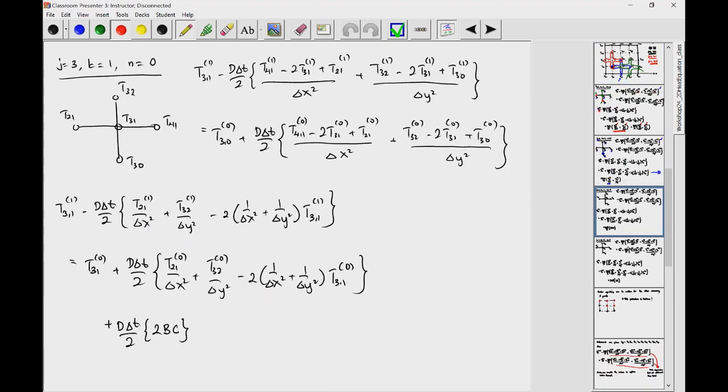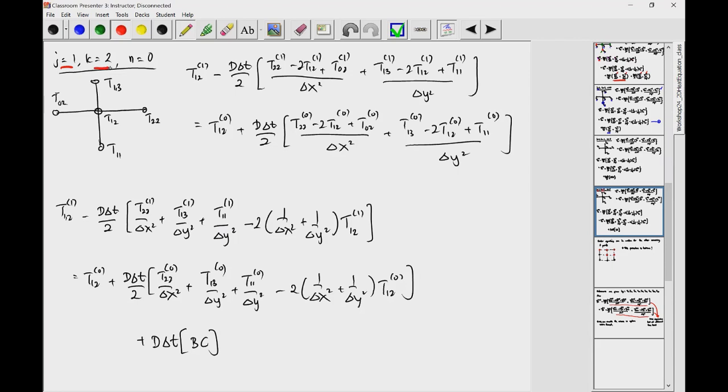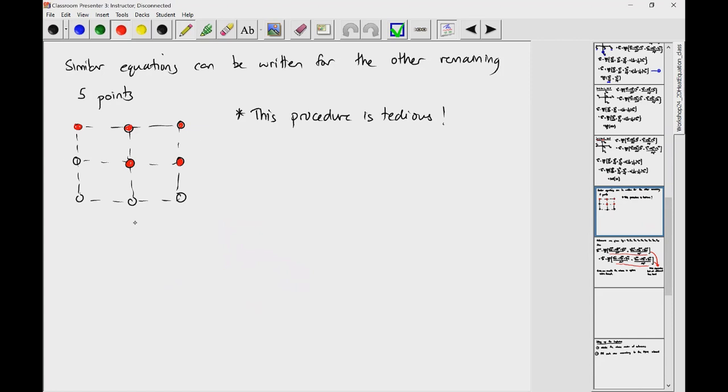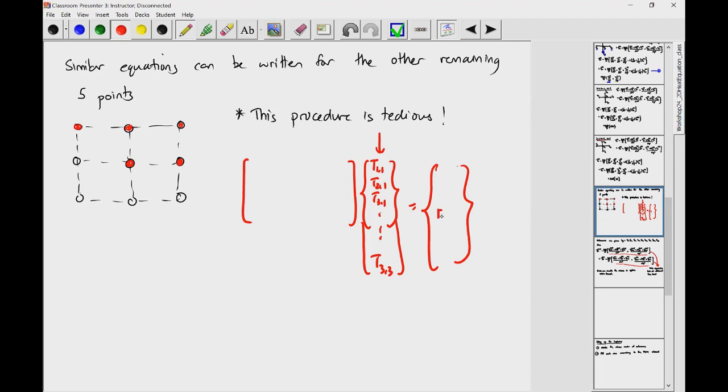So for example, when you do J3 K1, you get this equation. Then you move on to J1 and K2, you get another equation. You repeat this so that it covers all the 9 points that you have described. If you do that correctly, you will end up with a system matrix involving the 9 unknowns: T11, T21, T31, all the way to T33. So it will be a 9 by 9 matrix, given by the grid points that you have, and then you have your corresponding right-hand side.